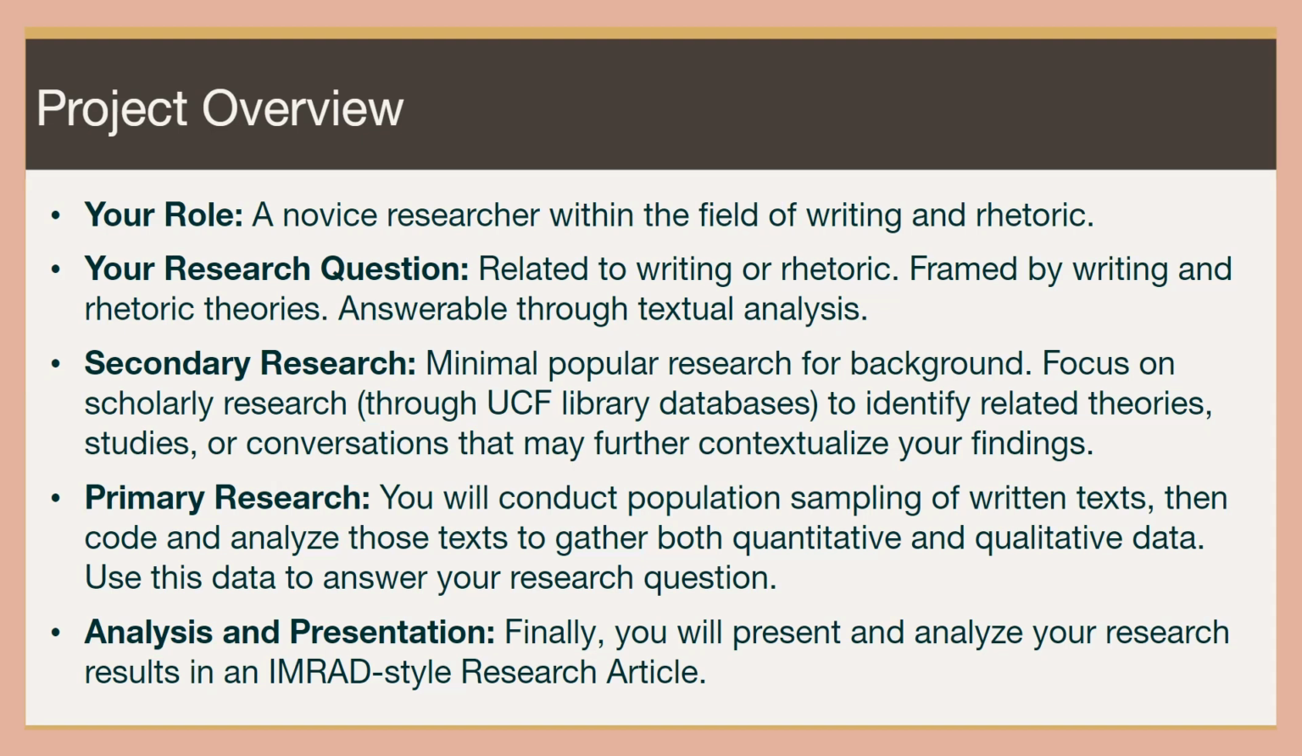For secondary research, you will do minimal popular research for background, but you'll focus mostly on scholarly research through the UCF library to identify related theories, studies, or conversations that may further contextualize your findings. Many of the upcoming project planning assignments will focus on you gathering, citing, summarizing, and synthesizing secondary sources. For primary research, you will conduct population sampling of written texts, then code and analyze those texts to gather both quantitative and qualitative data. You'll use this data to answer your final research question.